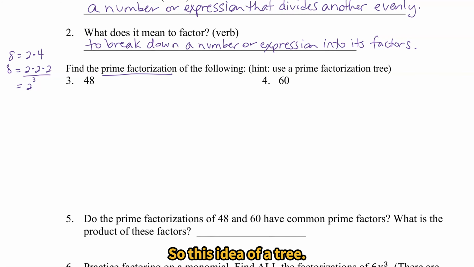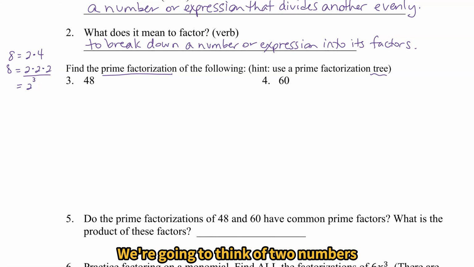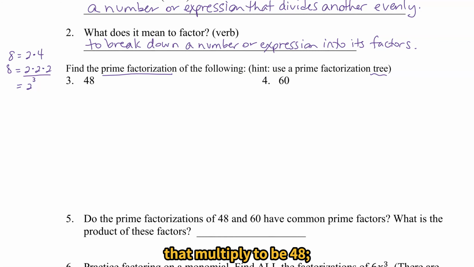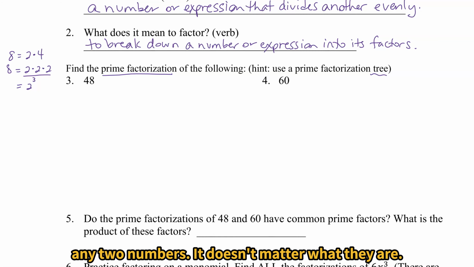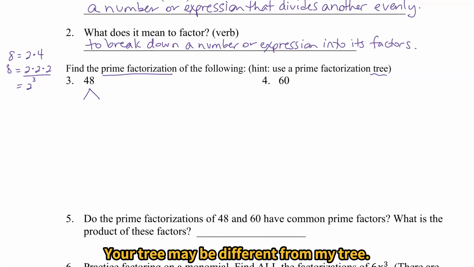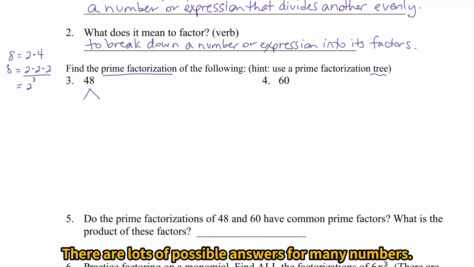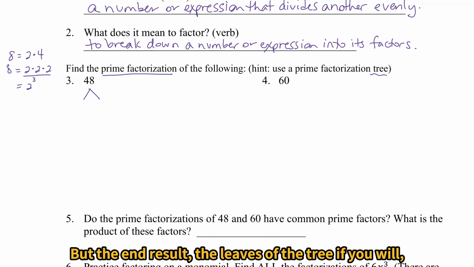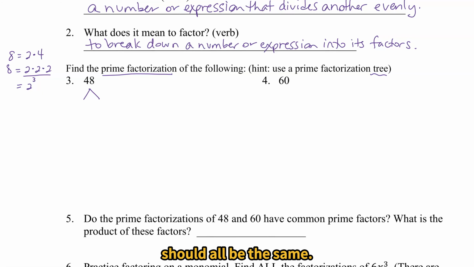So this idea of a tree, we're going to think of 2 numbers that multiply to be 48, any 2 numbers, it doesn't matter what they are. Your tree may be different from my tree. There are lots of possible answers for many numbers. But the end result, the leaves of the tree, if you will, should all be the same.